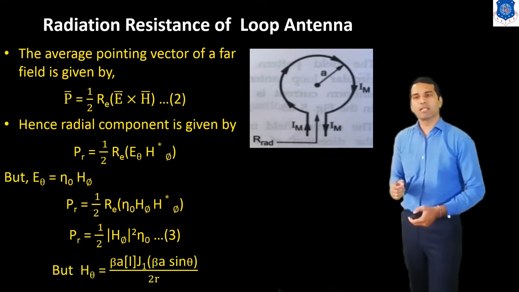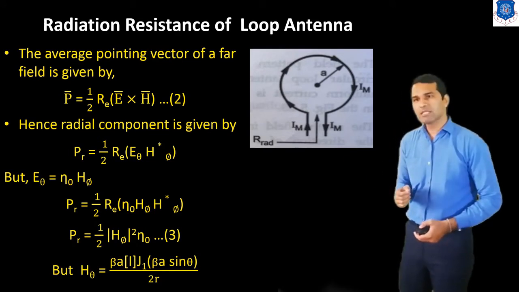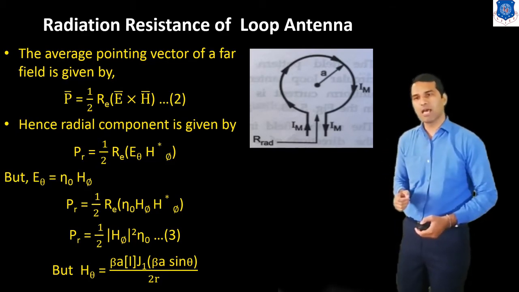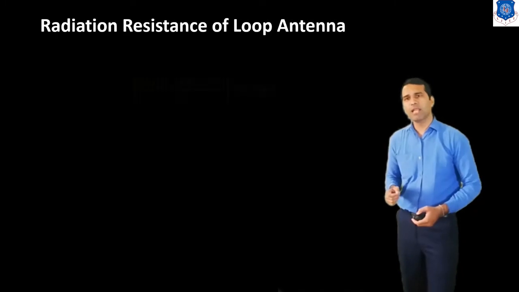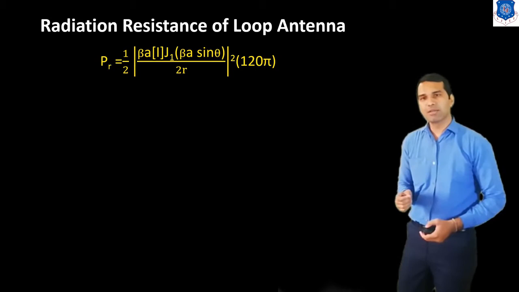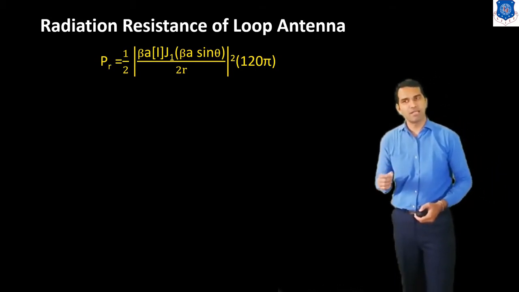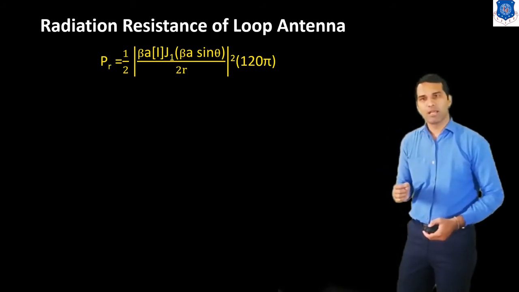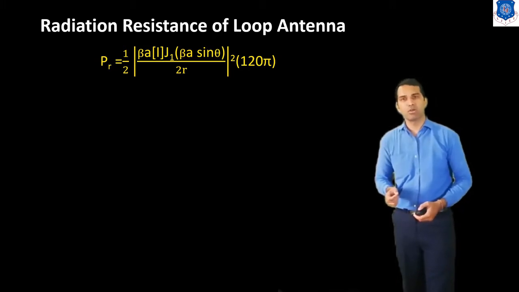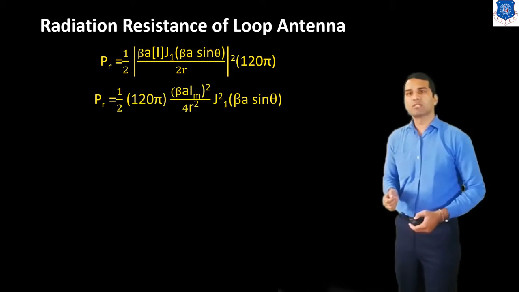But in the last equation we derived the expression for H phi, so H phi is equal to beta A Im J1 of beta A sin theta upon 2R. Now we put the value in this equation. So we can write 1 by 2 into beta A Im J1 beta A sin theta upon 2R, whole square, into 120 pi. Here we have put the value of eta 0, and the eta 0 value for free space is 120 pi.